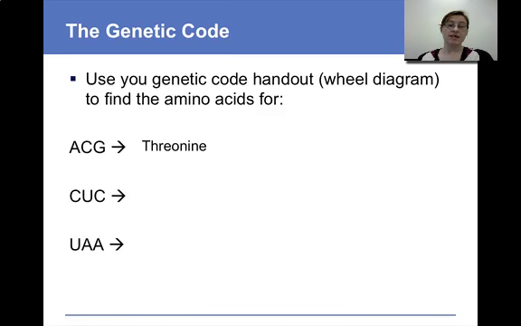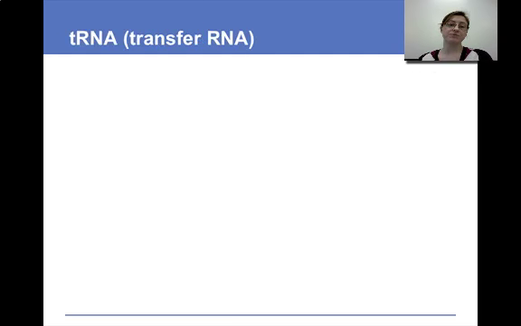Okay, so ACG codes for threonine, and that's how you say them, by the way. CUC codes for leucine, and UAA, all it says is stop. It doesn't say anything else. So that's obviously not the name of an amino acid, but rather the word stop, and we will get to what that means in just a second. So that's one thing you need to master: how to use a genetic code to take the codons of the mRNA and translate them into the amino acids. That's the basis of translation.